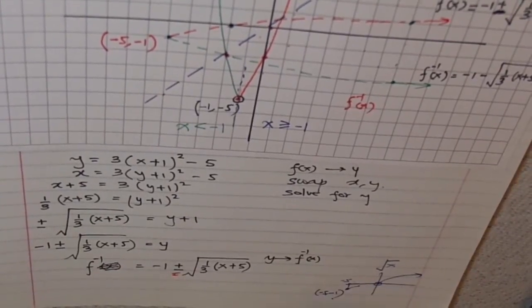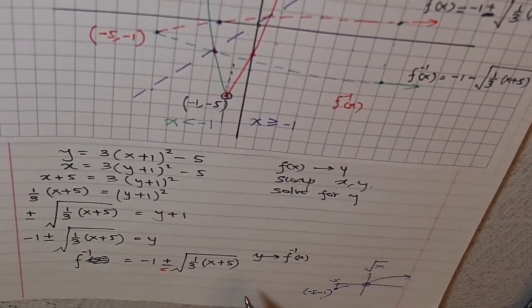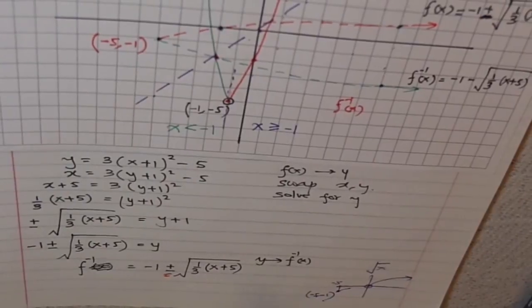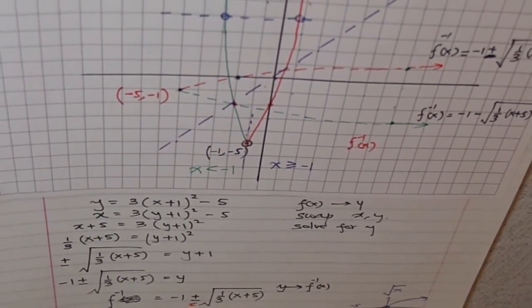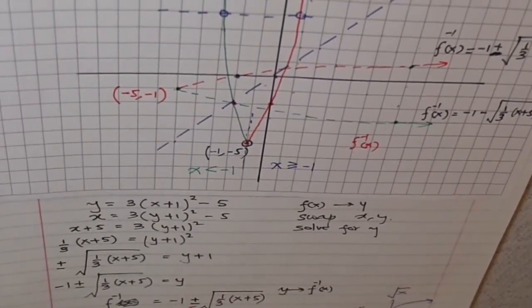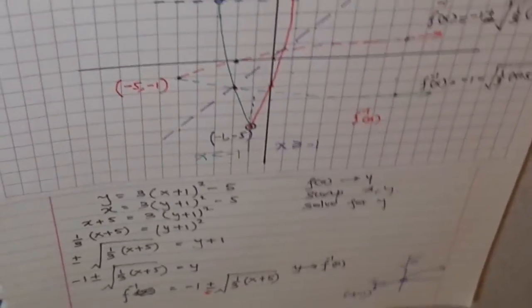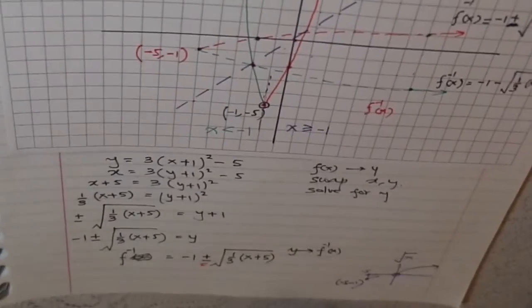Because of our restriction, we manage to get two different inverses, both as functions. Okay? I hope you appreciate the method, and it will help you to understand how to find inverse of quadratic function.